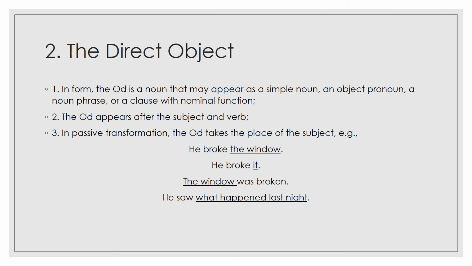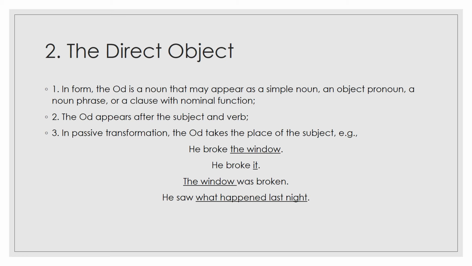The position of the direct object: it usually appears after the subject and its verb, and the specific feature of the direct object is that when we change the sentence into passive, which we call passive transformation, it is the direct object that is going to take the place of the subject.